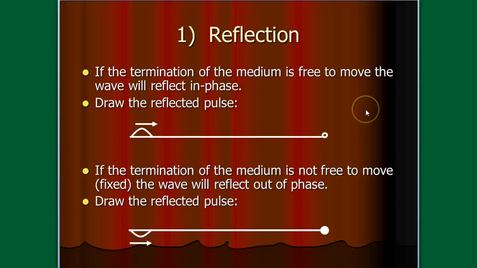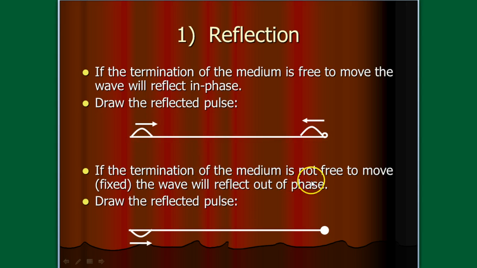So reflection of a wave on a rope looks like this. If the termination of the medium is free to move, as is depicted here, imagine this is a ring on the end of a rope, and perhaps this ring is tethered to a pole, and this ring is allowed to move up and down. If that's the case, the wave reflects in phase, and in phase means when it goes in as a crest, it'll also come out the same as a crest. And so the reflected pulse would look like this. It would come this way and it would reflect back as a crest. And so you have a bunch of crests reflecting this way.